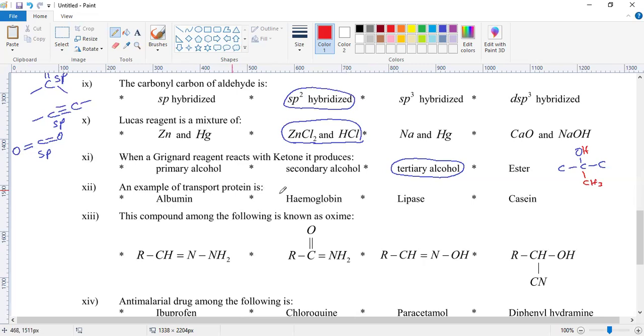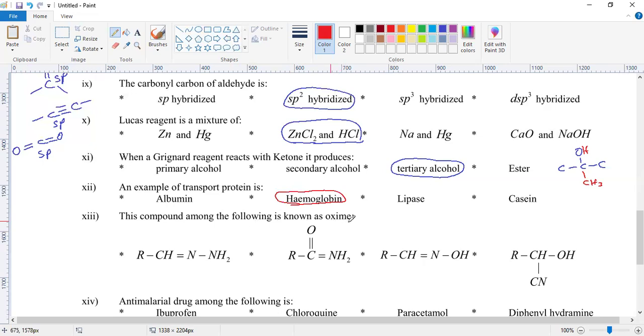An example of transport protein. Transport proteins are responsible for transporting certain molecules from one part of the body to another part through blood. So the transport protein is hemoglobin that transports oxygen from lungs to the rest of the body tissues and organs. So this answer is hemoglobin.